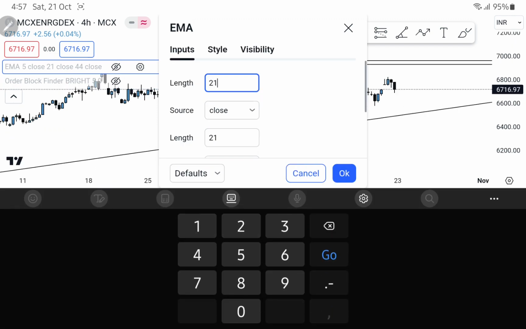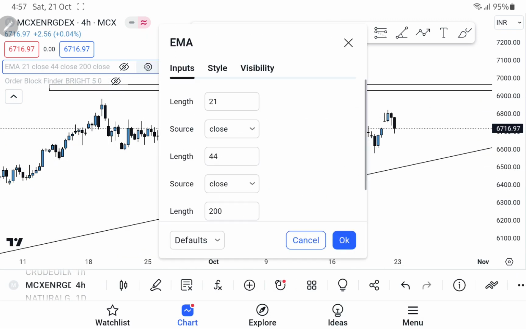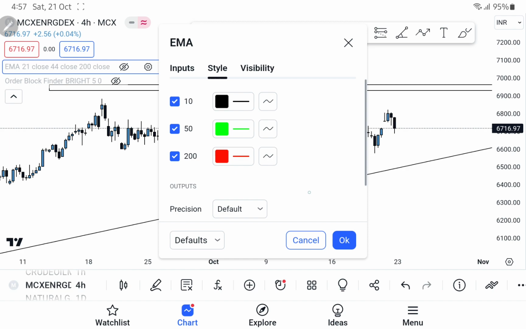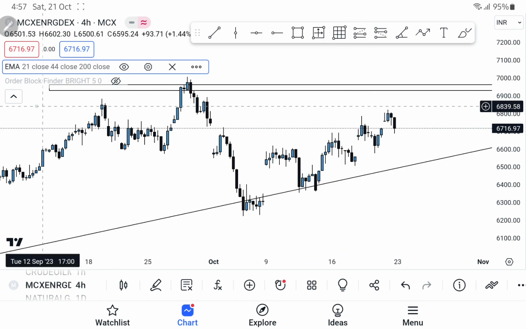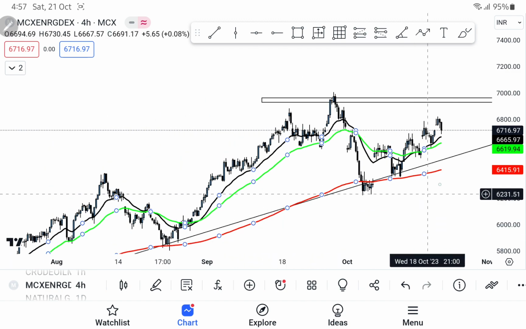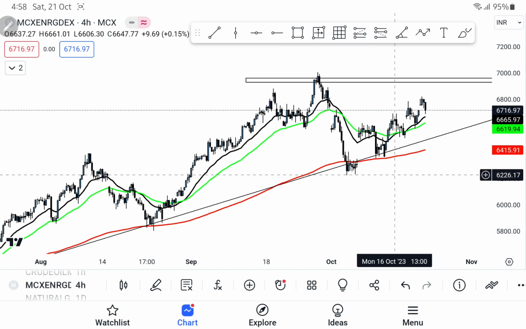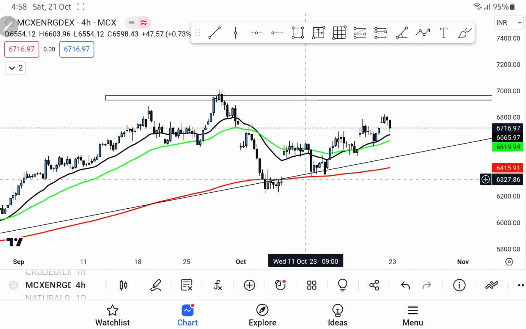So here 21, 44, 200. I've changed everything. Now I'm going to plot it. I have plotted it. If you see, all the indicators are here. Even all the indicators are showing it's up. So you trade only upside momentum.